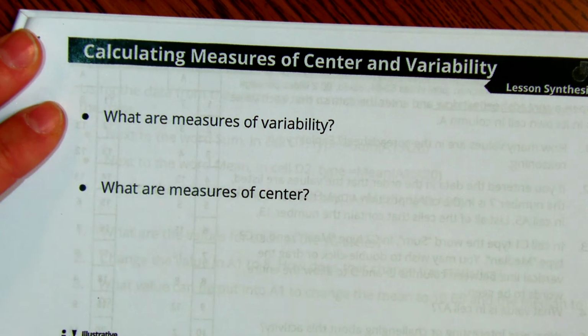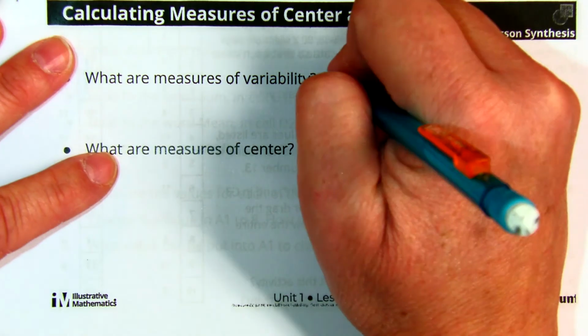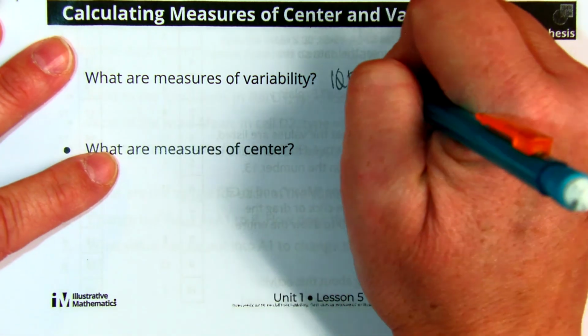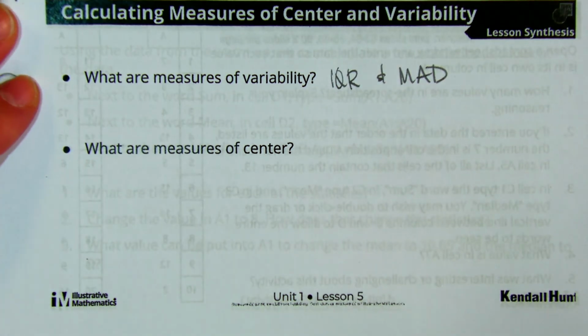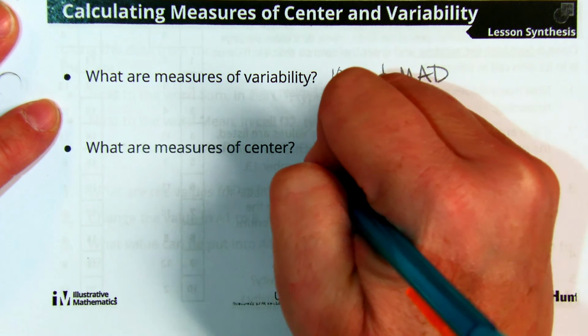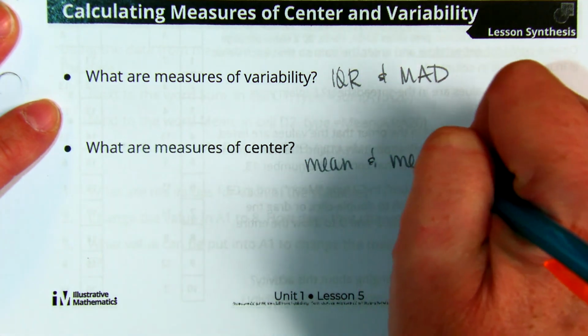On the next slide, it says, what are the measures of variability? So we have IQR, and we have MAD. And then what are the measures of center? We are focusing on the mean and the median.